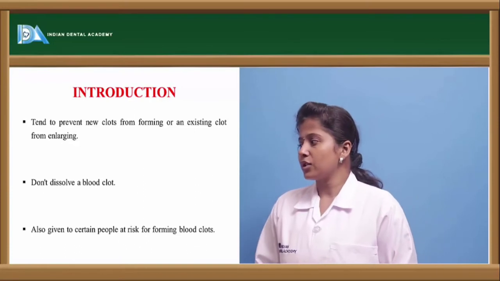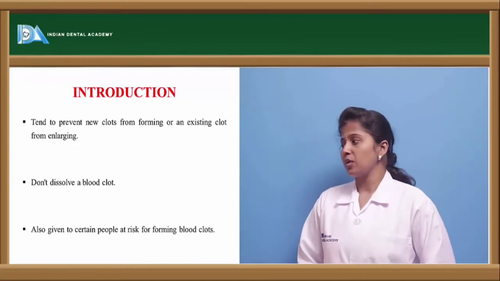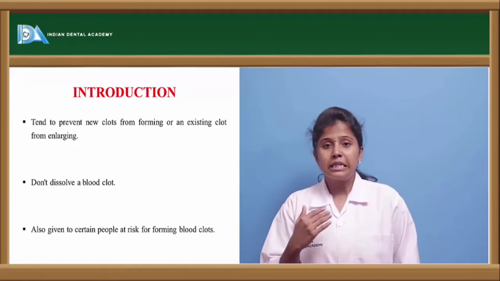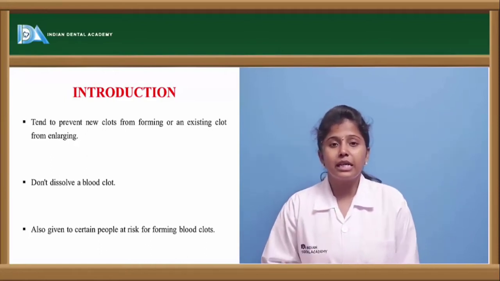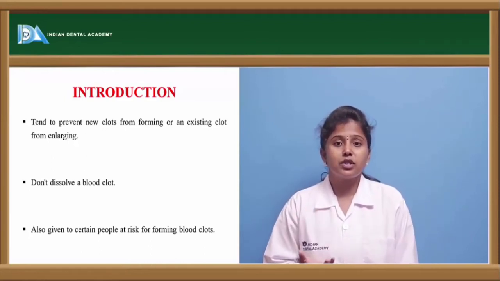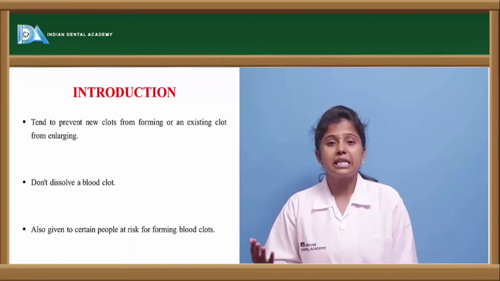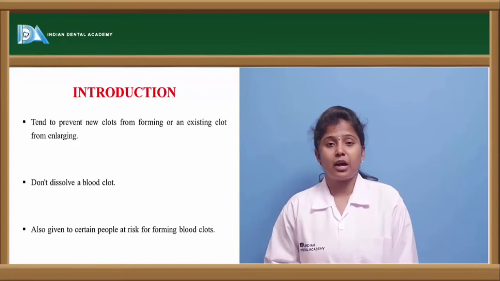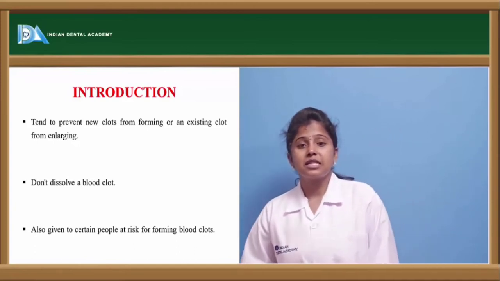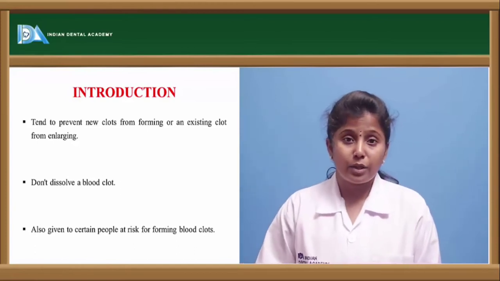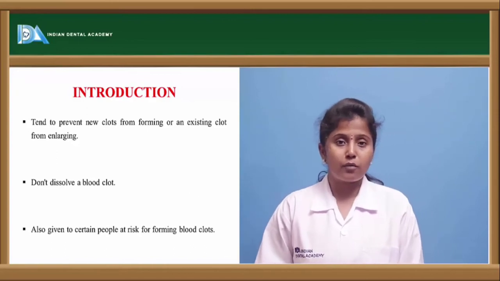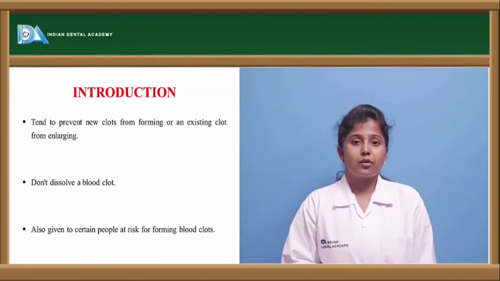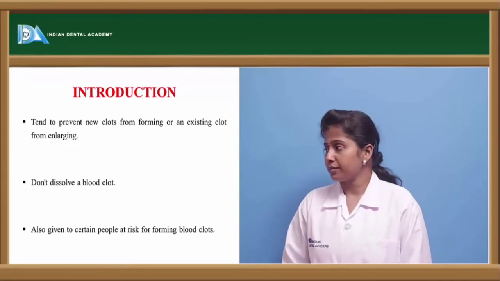These are also given to certain people who are at risk of forming blood clots. By the biological functions of their body, we can predict that a person is more prone to clot. If there is a high thrombocyte count, then we can say that this person has more chances of blood clot formation. So in such people, we can give these drugs beforehand in order to prevent blood clot formation.